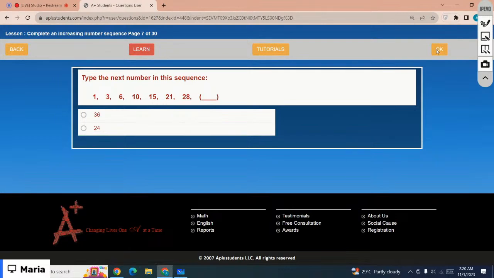Okay, so which is the next one? Which is the next number in the sequence? Yes, very good. That would be 36.